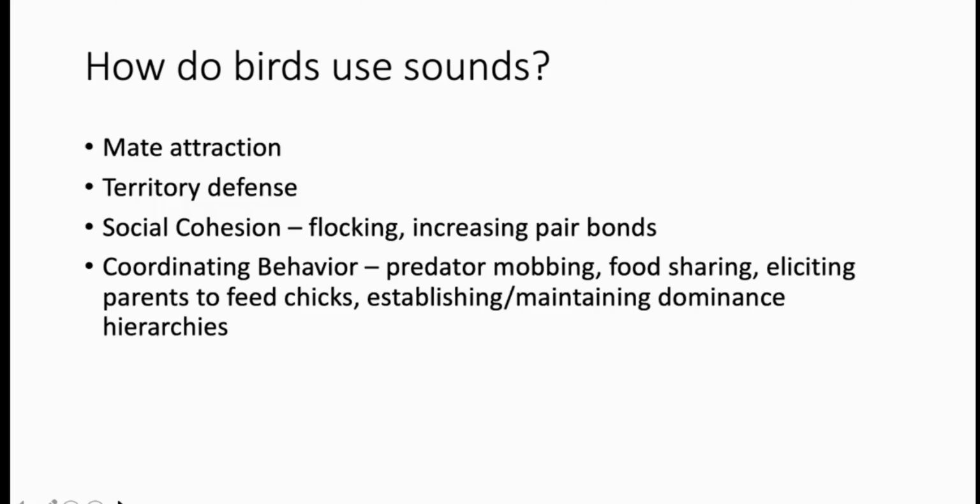Sounds can be used to coordinate behavior. I'm sure all of you are familiar with being out in the woods and hearing a whole bunch of birds start up pitching. You start looking around and find that hawk or owl that they're trying to mob. So in that case, they're coordinating the behavior among multiple species to try and drive out a threat. They can also coordinate behavior within species to do things like food sharing. Ravens are really famous for doing this. It can elicit feeding from parents, so chicks will beg to get the parents to feed them. And also coordinating behavior might involve establishing or maintaining dominance hierarchies.